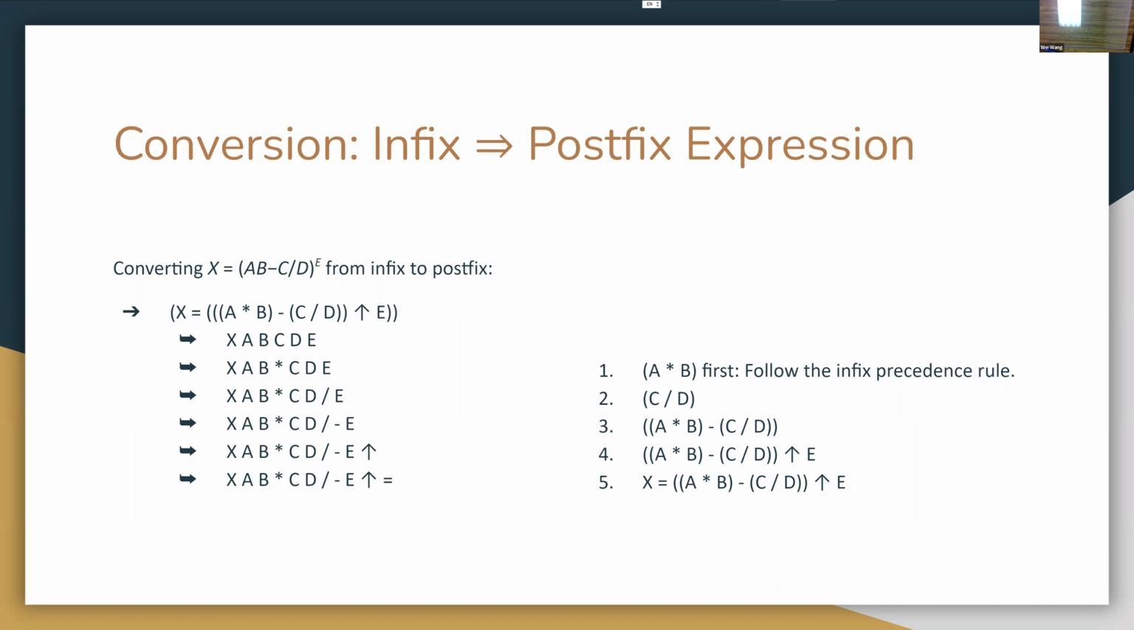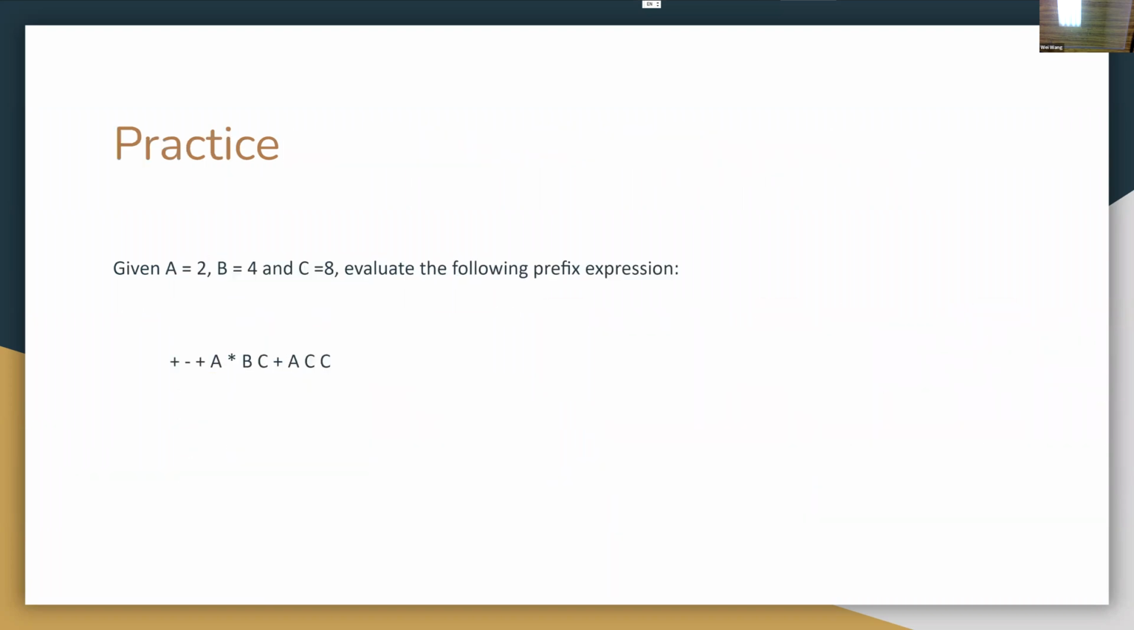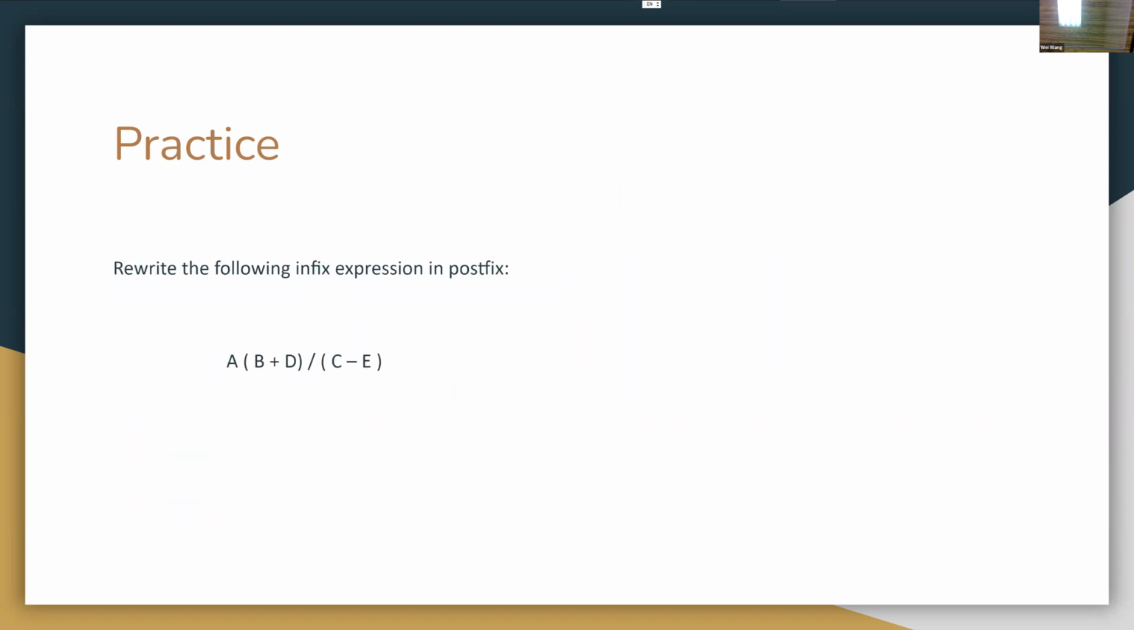This is how we did it earlier, right? This AB is basically A times B, A multiplied by B. So we use the same. Yeah, this is the one. So it's A times B plus D divided by C minus E.